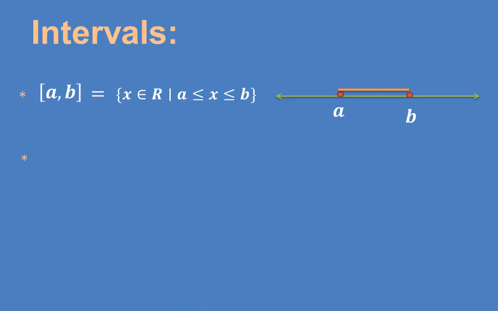The second type of intervals is the open interval. We can represent it with this symbol. It excludes both endpoints, A and B, and it refers to this set. And we can represent this interval on the straight line as follows.